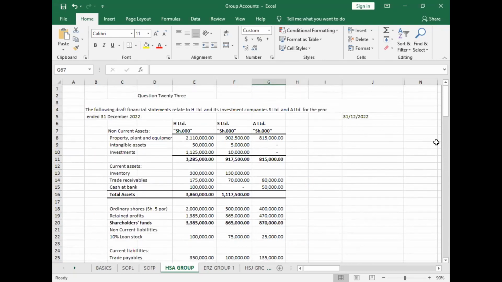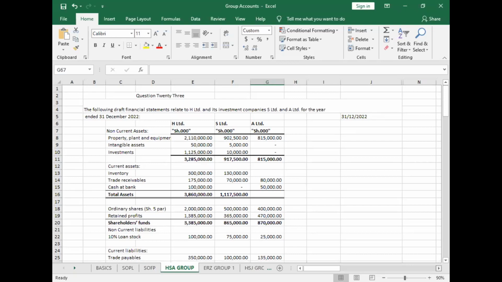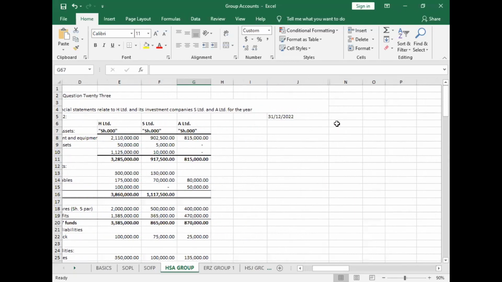So the trick I said here, you first present H Limited and its investees, consolidated statement of financial position.